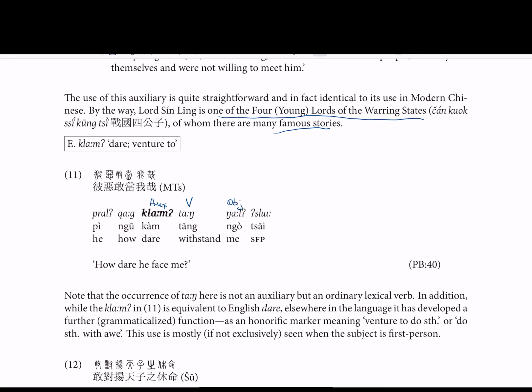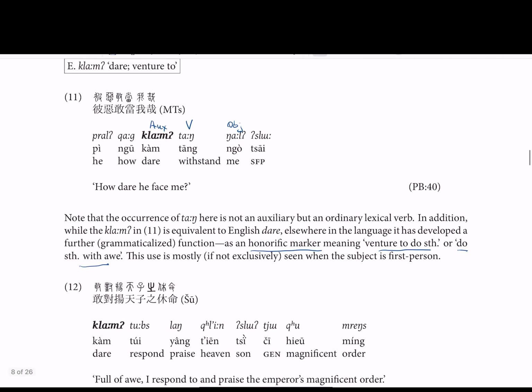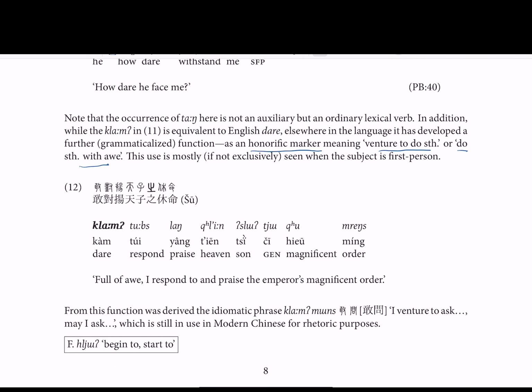But in addition to that usage, the word has also developed a different function in classical Chinese as an honorific marker, more or less meaning venture to do something or do something with awe. And this is used most often with a first-person subject, as in 12. Full of awe, I respond to and praise the emperor's magnificent order. From this function was derived the idiomatic phrase, klam muns, I venture to ask, or may I ask. For instance, may I ask what you're doing? Klam muns, what you're doing. Or, may I ask what your name is? Klam muns, what your name is.